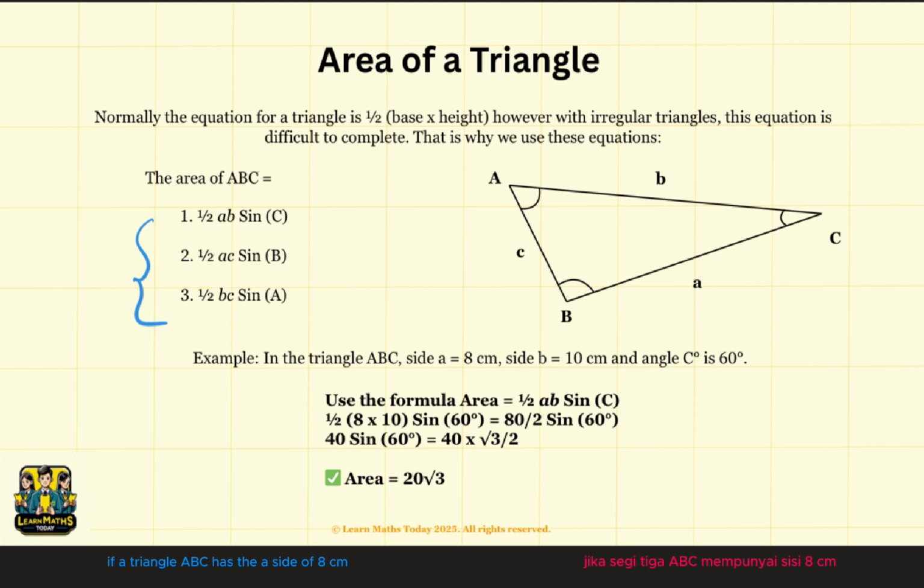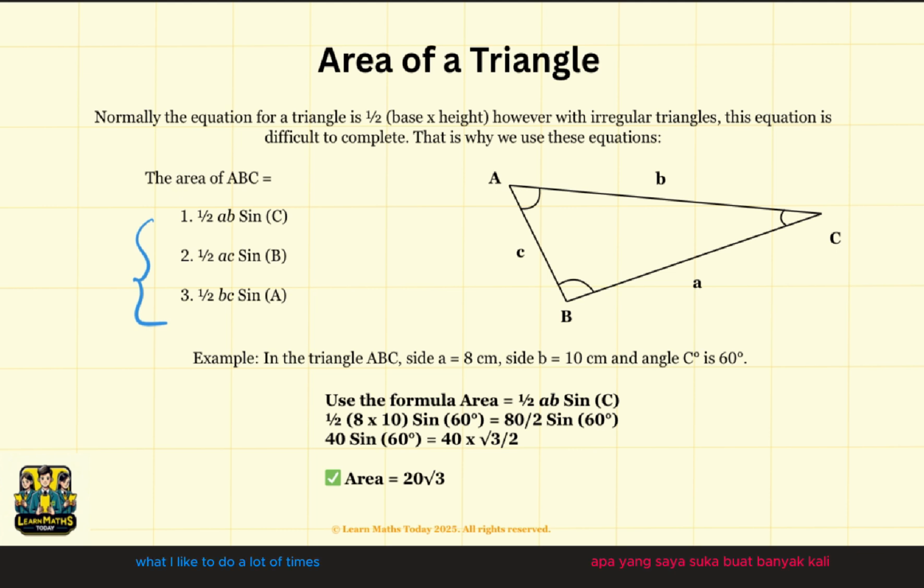So looking at the question, if a triangle ABC has the A side of 8 centimeters, the B side of 10 centimeters, and an angle C of 60 degrees, what is the area going to be? It's pretty simple. All you have to do is plug in the numbers into the right equation, which in this case would be equation 1, because we have AB and the angle C. And then by doing the math for this, we'll see that the area is 20√3.